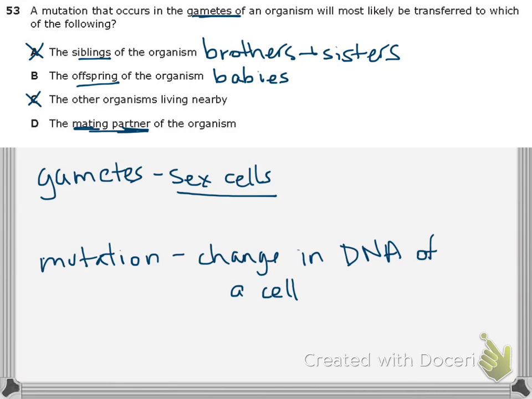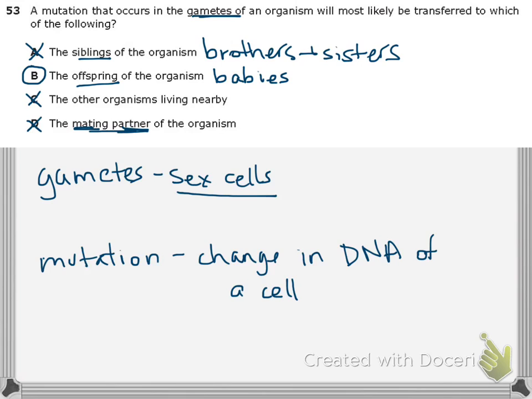And D, we're not talking about a genetic disease. We're not talking about a disease like a virus or a bacteria that could be transferred from one mating partner to another, as in a sexually transmitted disease. That's not what we're looking at either. We're looking at a mutation that's inside of the DNA of that sperm or egg cell. If we were talking about humans, it'd be sperm or egg. So answer choice B is our correct answer.